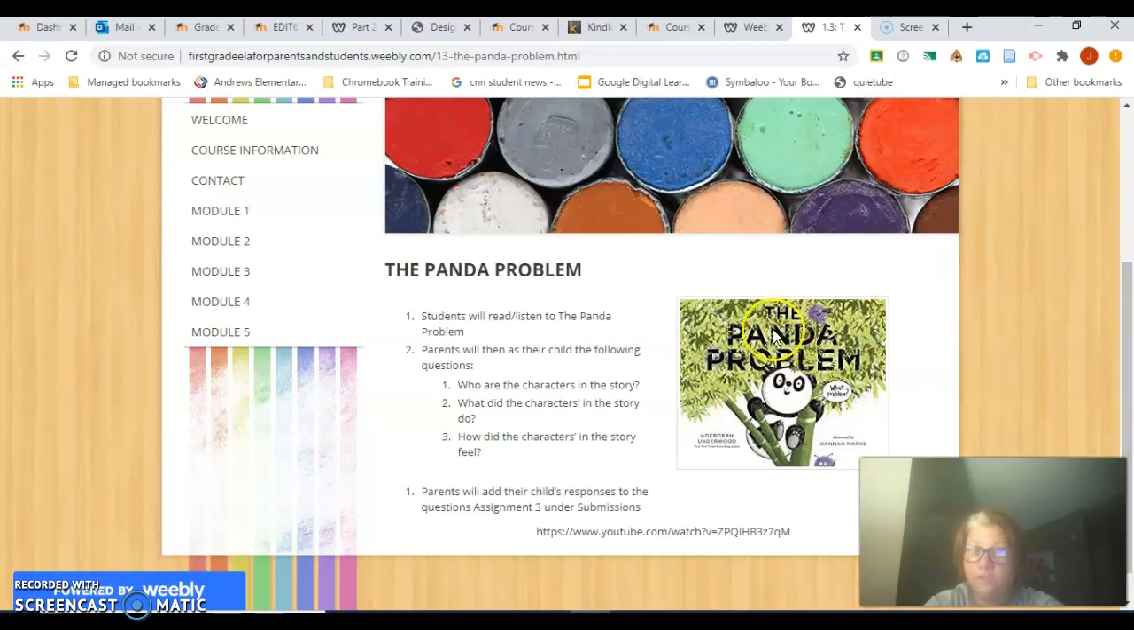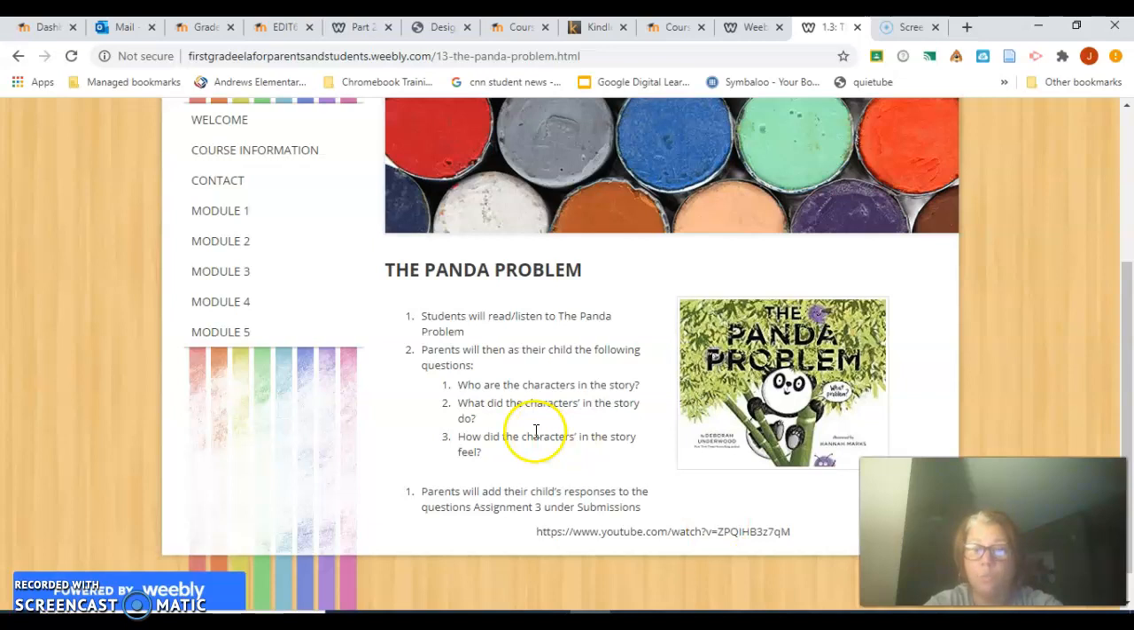The front cover of the book is provided so that parents could possibly check it out from the library, or if they have this book at home. Also provided is the link on YouTube where they could watch the video of a read aloud with their child if they do not have the book themselves.